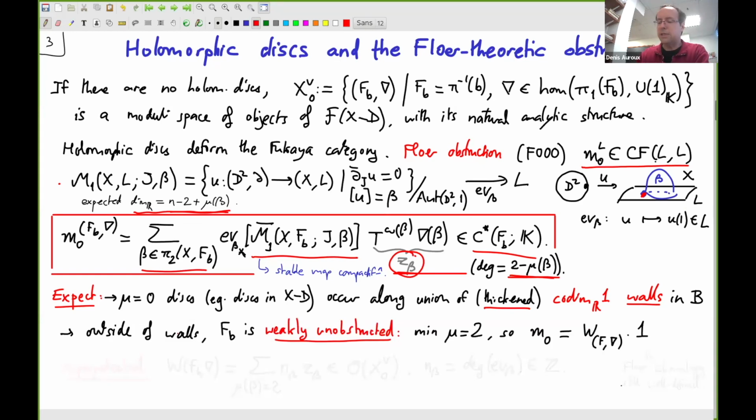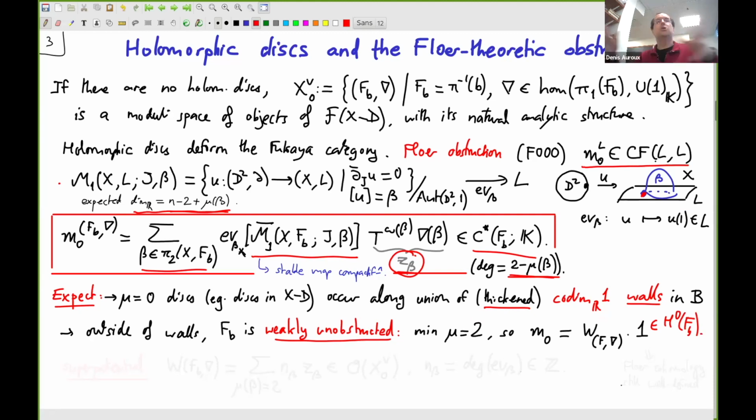But outside of the walls, to the extent that this can happen, then your fiber is going to be weakly unobstructed, which means the smallest Maslov index that you encounter is going to be 2, corresponding to disks that intersect D once. And then, just by inspection, this makes it happen that M0 is going to be a multiple of, by 1 I mean the generator of H0.